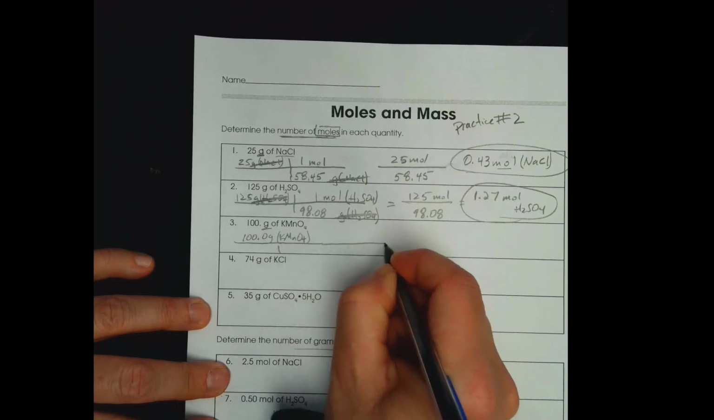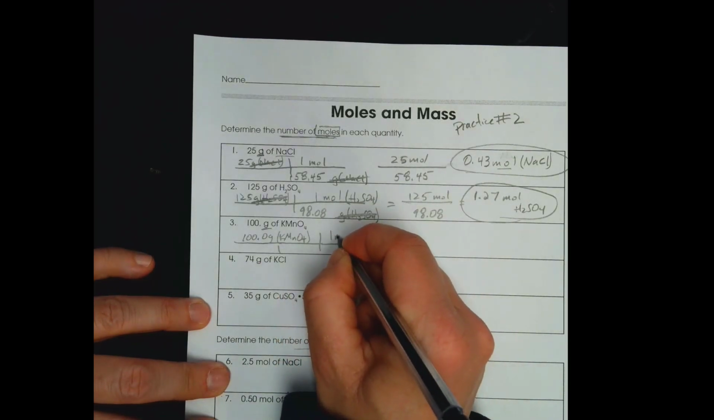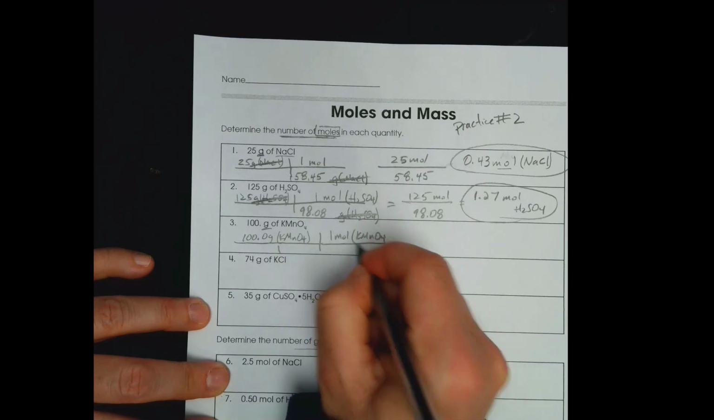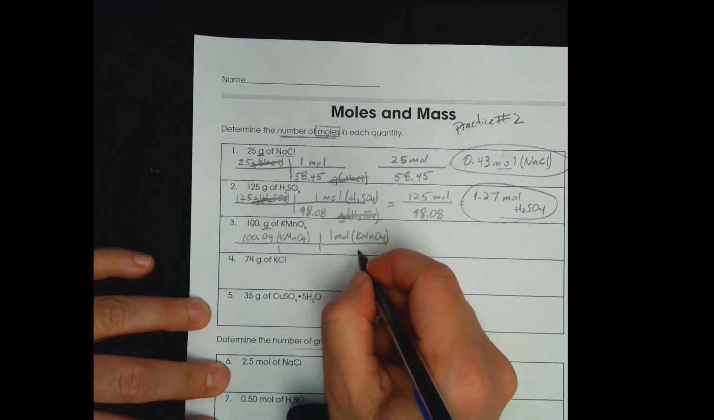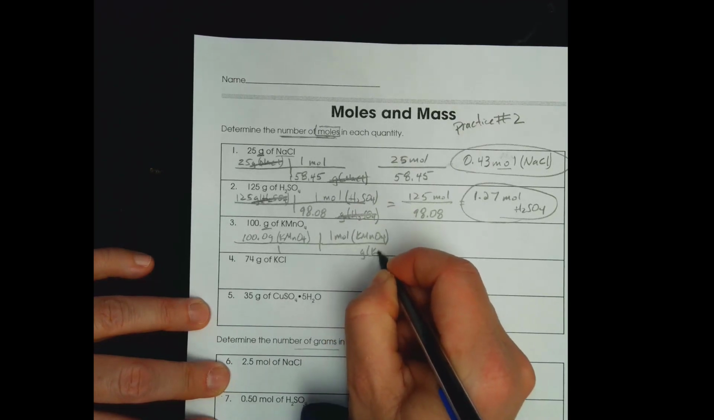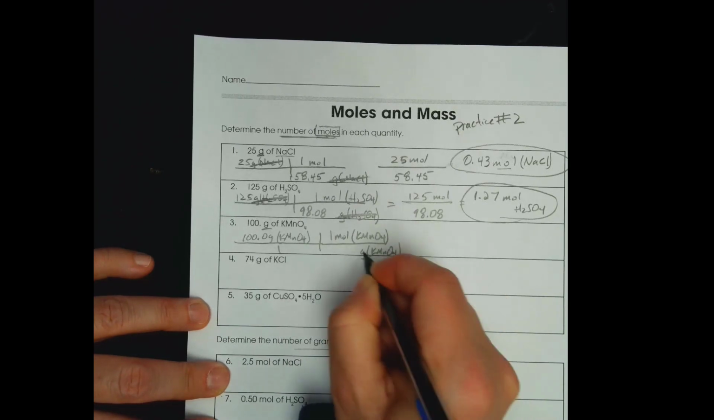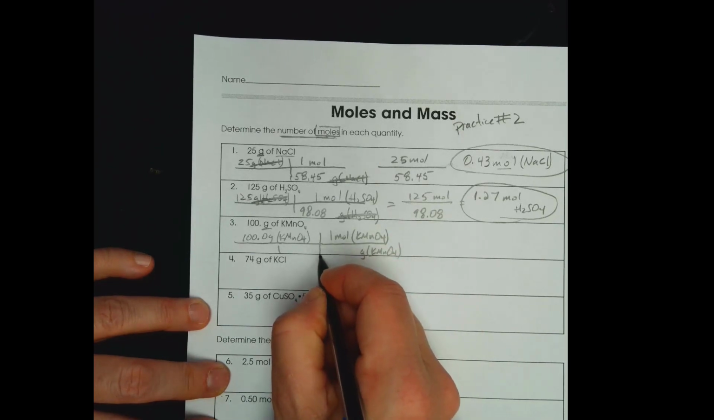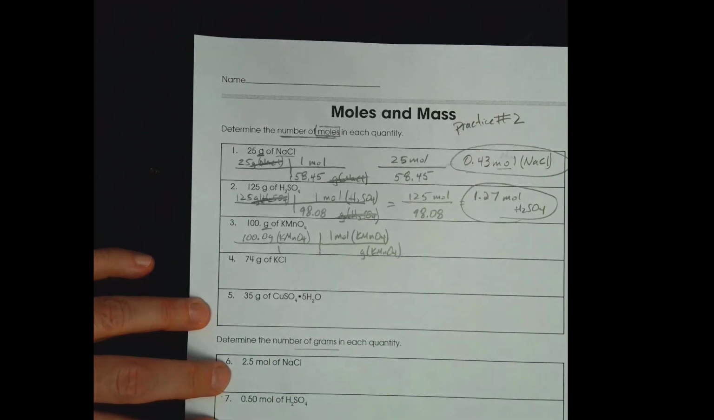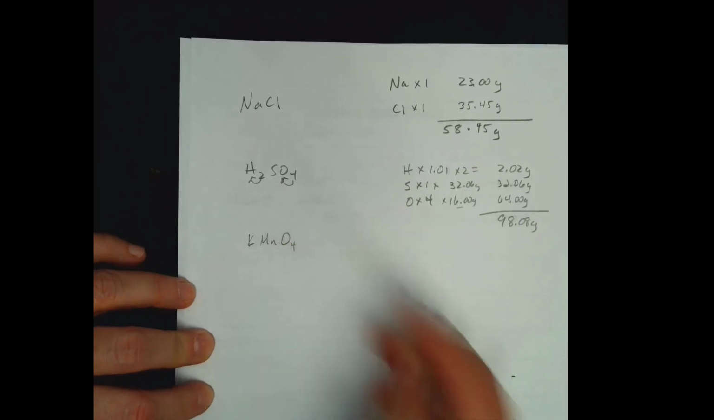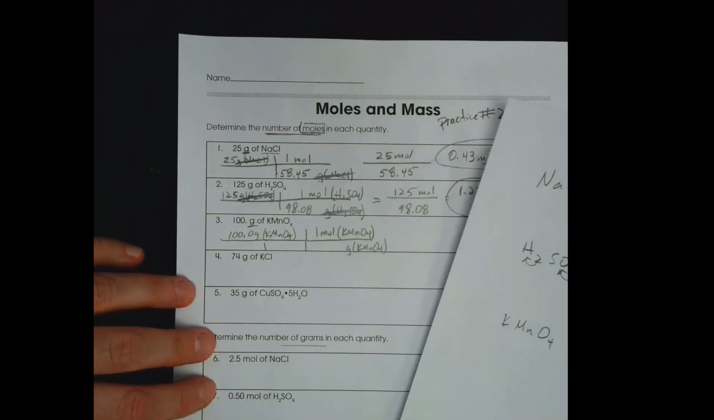And again, setting up my T chart, I've got 1 mole of KMnO4, and over the top of that, I know that this has to be grams of KMnO4. However, I don't know what my mass quantity is. I have to calculate it using my formula. So let's go back here. So I've got KMnO4. Double check, make sure I wrote that formula right.